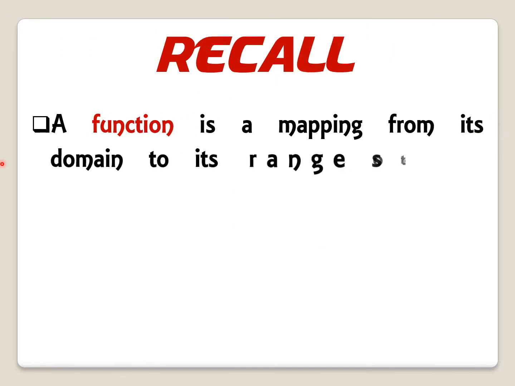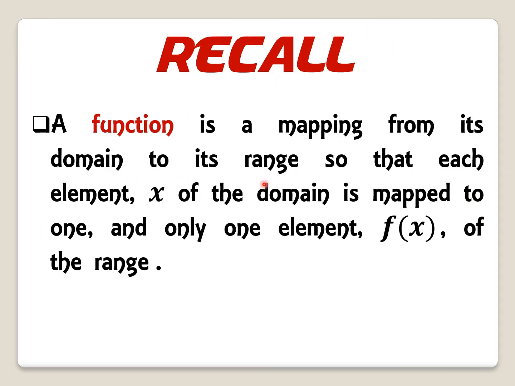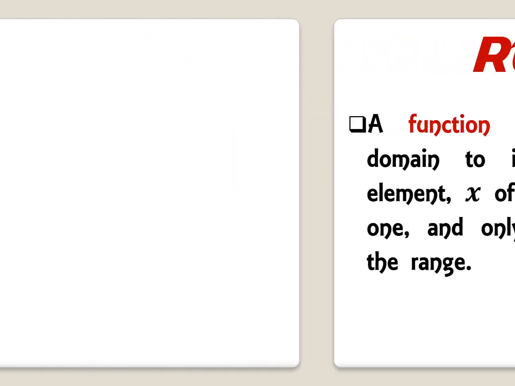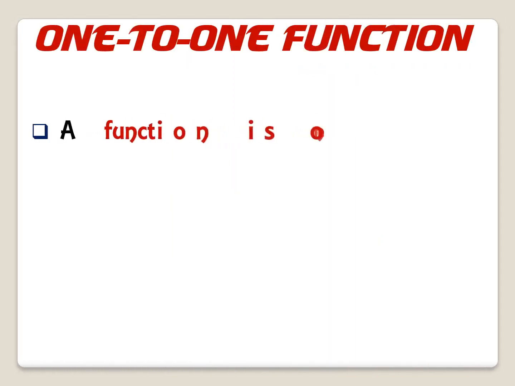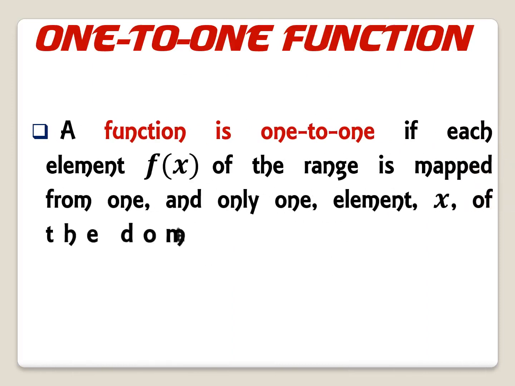Let us recall that we define a function as a mapping from its domain to its range so that each element x of the domain is mapped to one and only one element of the range, meaning your domain x cannot be paired to two different y's. Consequently, a function is one-to-one if each element of the range is mapped from one and only one element x of the domain.